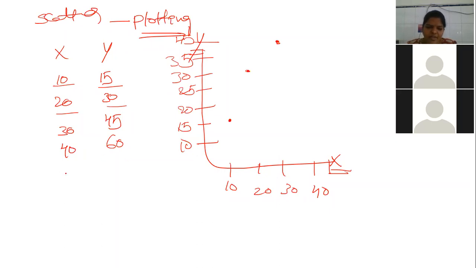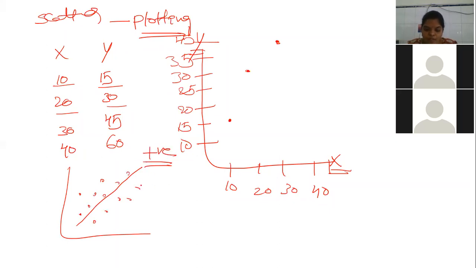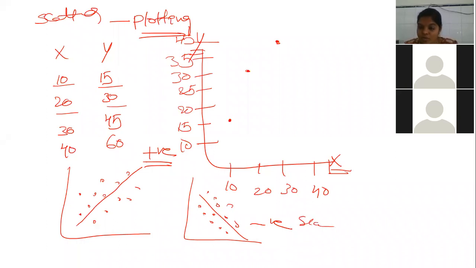So this also has different types, positive or negative. If your graph is going like this, that means your plotted variable values will be like this, and it is called a positive scattering. If your values are like this, that indicates a negative scattering. So positive and negative are also there, similar to positive and negative correlation. Here it is a positive scatter correlation and here it is a negative scattering correlation.